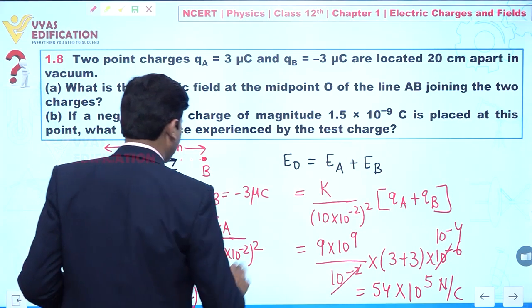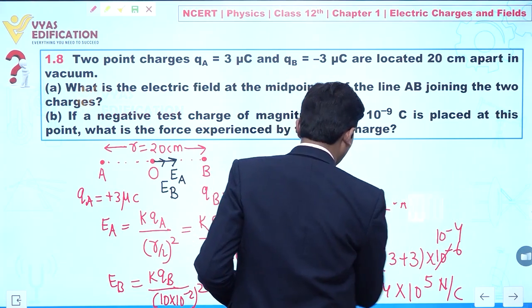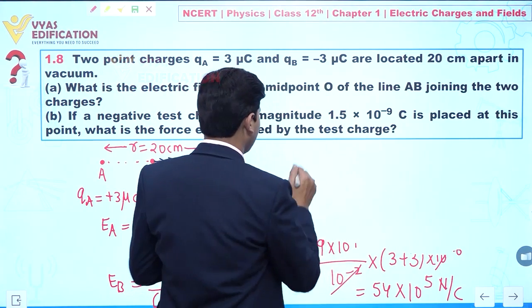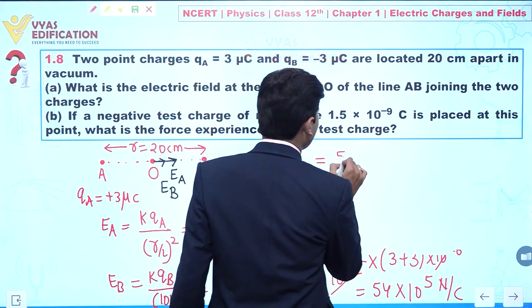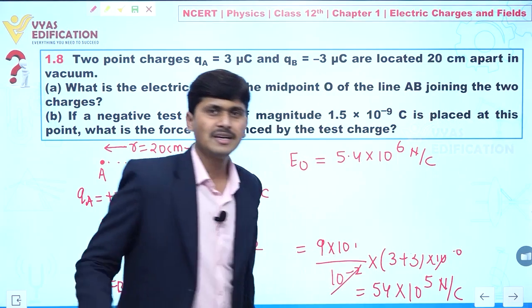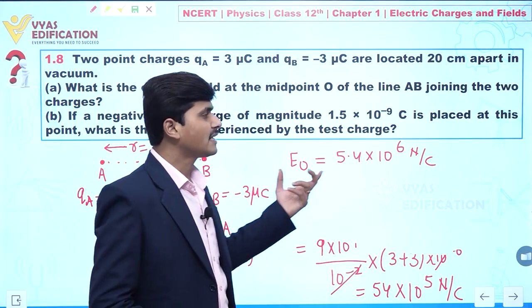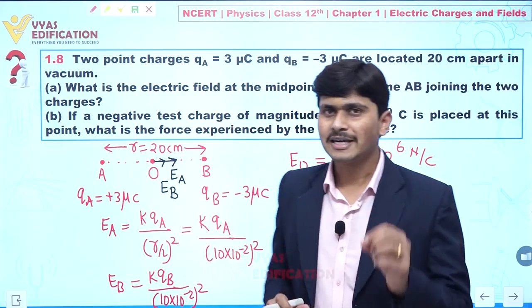So now we can write like this. Value of electric field we have at point O is given by 5.4 into 10 to the power 6, and this is Newton per coulomb. Clear to everyone? So this is value of net electric field at point O. Clear? Now we are going to discuss part number B.